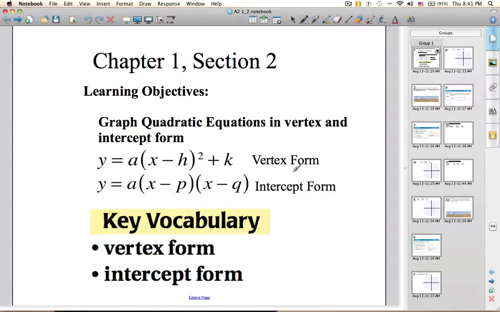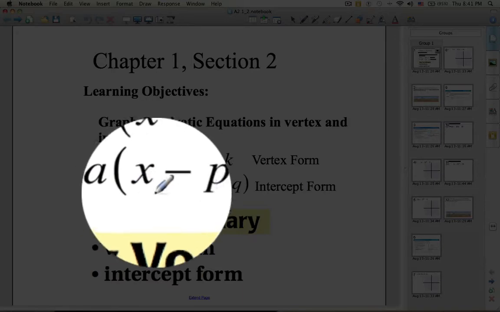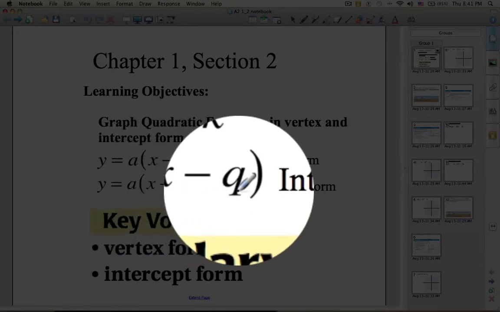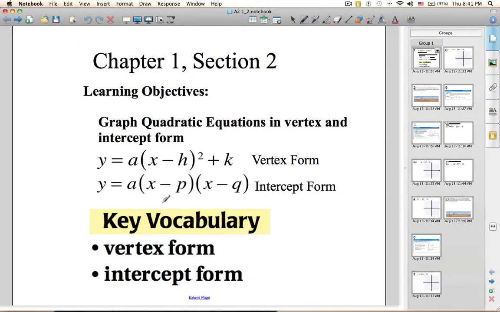This is vertex form. So important things to notice about vertex form is there's a coefficient, the square of a binomial, right? A polynomial with two terms is called a binomial, and it's squared. And then you have this k that's being added on at the end. Intercept form is y is equal to a times x minus p times x minus q. You'll notice that here you have a coefficient and you have a binomial times another binomial.